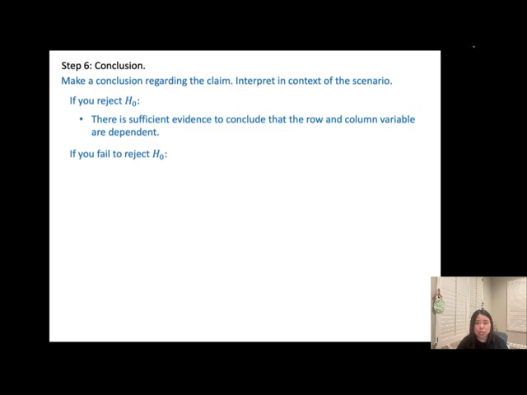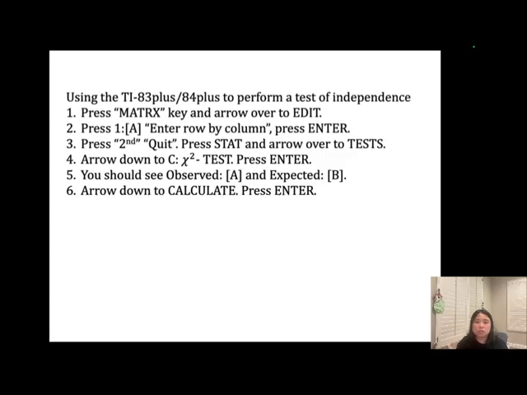If you fail to reject, then we do not have sufficient evidence to conclude the row and the column are dependent. This is the instruction on how to use your TI-84 calculator to find the test statistic and also the p-value. You also can use the calculator to find the expected frequency. But on the test, you need to show me your work so you can double check it.